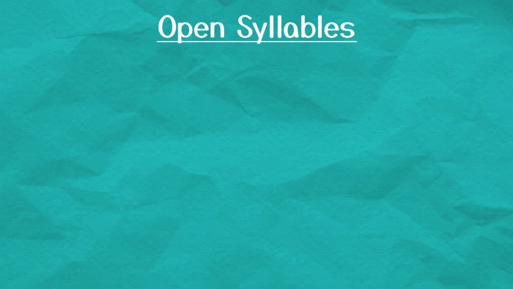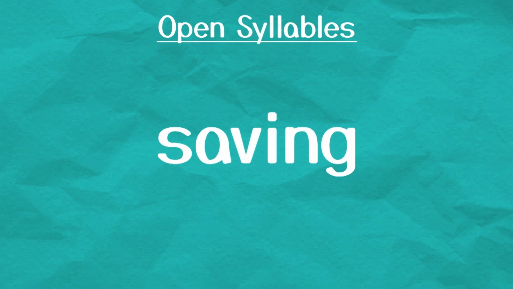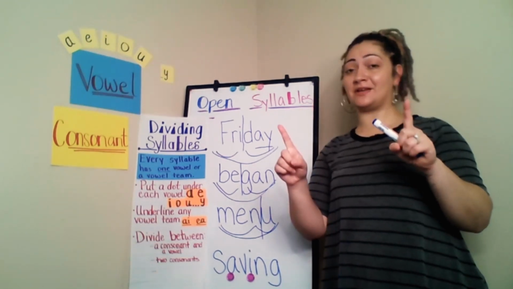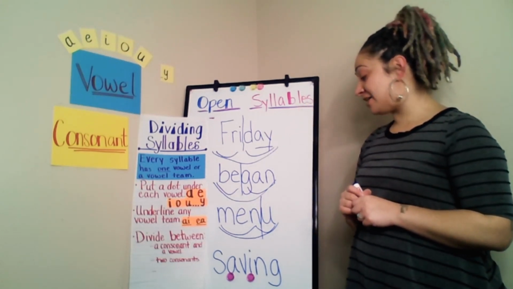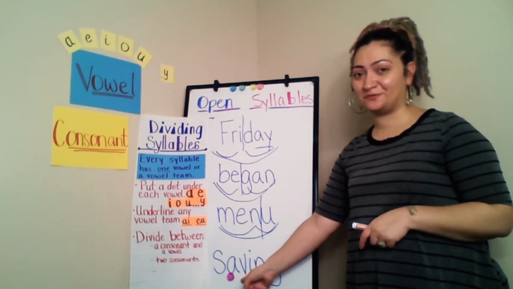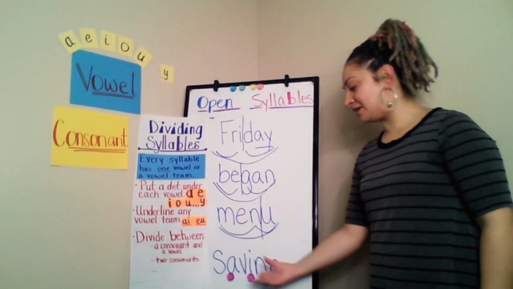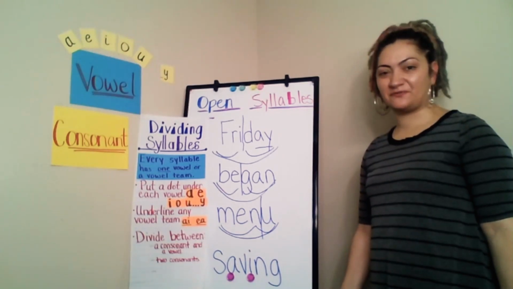All right, scholars, we have one more word. Here's our last word. S A V I N G. Remember, once you're done writing, go ahead and put your dots under the vowels. I see two vowels too. A and I. I see that those two vowels are separated. That means they're each going to make their own sound. Having two vowel sounds means that we have two syllables. I also see that we have one consonant in between the two vowels again.